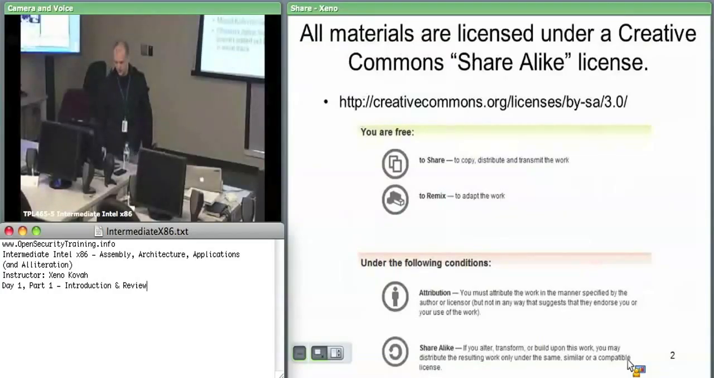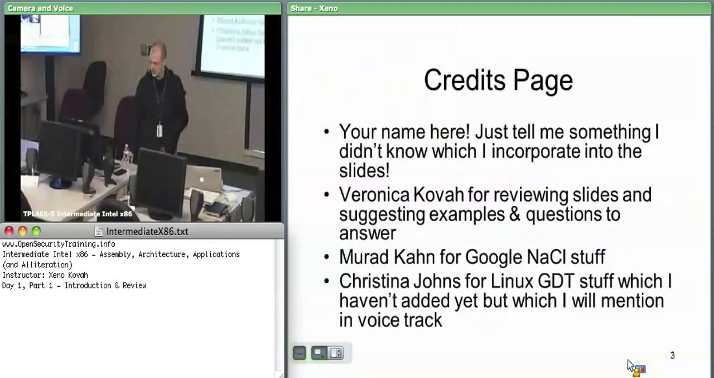All right, so first, some credits for people who've contributed information in this class or helped review it, like my wife. If you have any ideas, or bring up any questions that lead to new information that I hadn't previously covered, I'll credit you for telling me stuff that I incorporated into the slides.